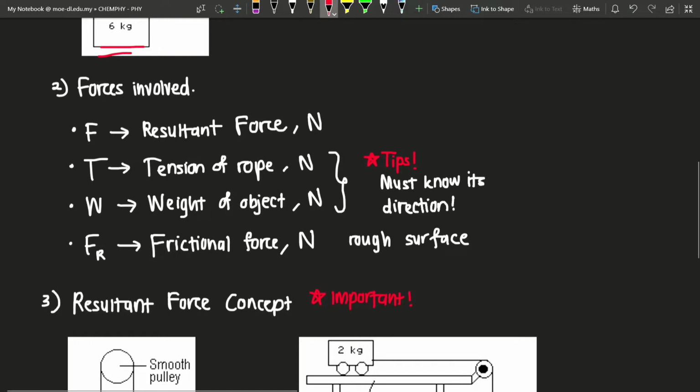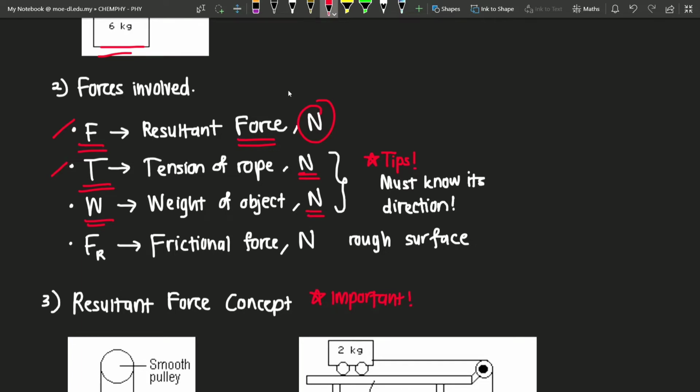The second tip you need to know is the forces involved. So you guys kena tahu apa daya-daya yang terlibat, nama daya yang terlibat dengan arah daya tersebut. Kena master ini supaya you guys boleh jawab soalan Pulley System dengan mudah. So let us look at the first force, which is our resultant force, the F symbol. So unit must be in Newton because it is a force. Second force involved is your T, tension of the rope, tegangan tali. Unit also in Newton. The third force is actually your W, weight of the object, berat objek. Unit must be in Newton.